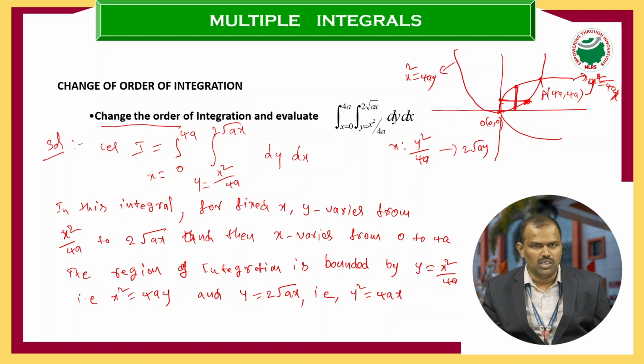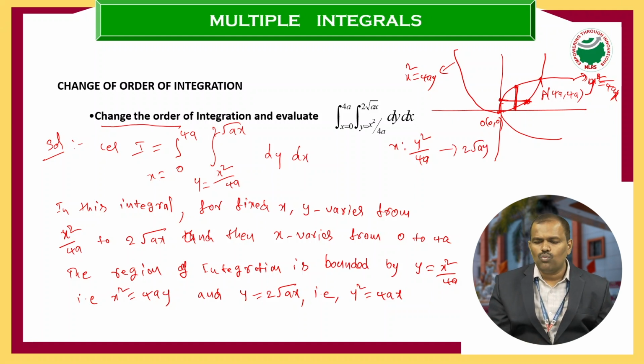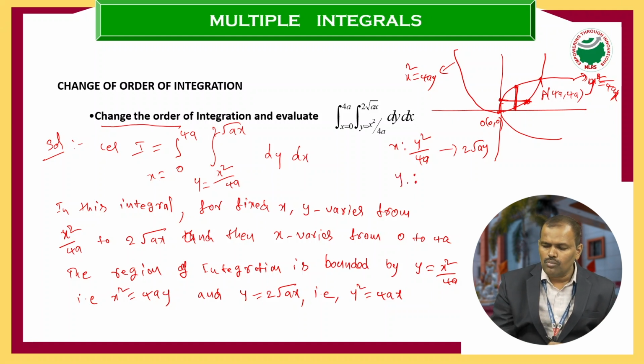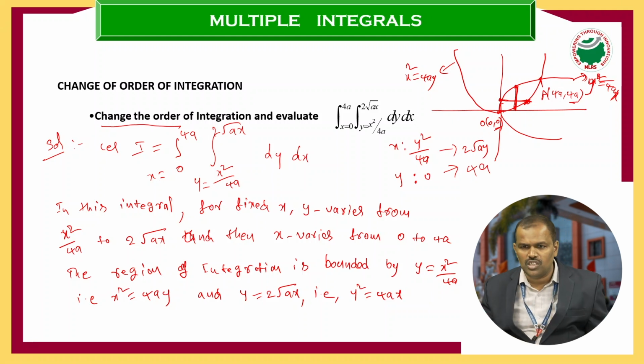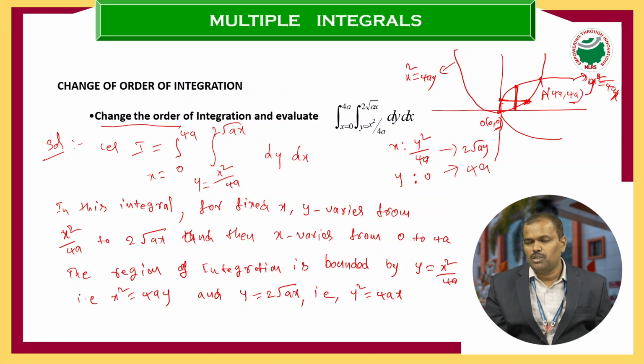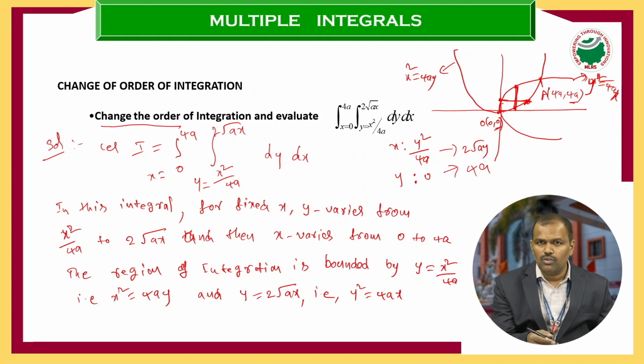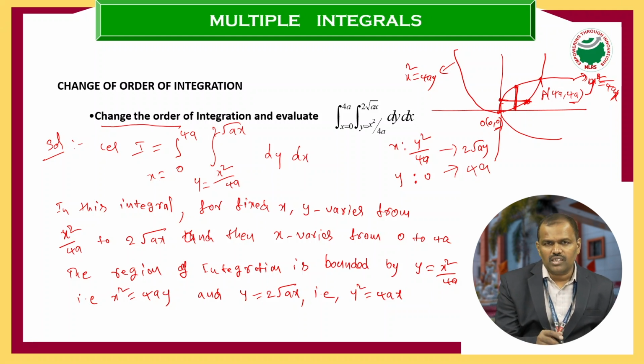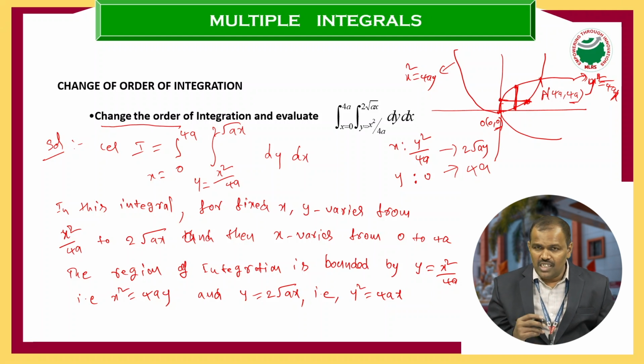Now x has variable limits, x varies, and y should be constant. Then what are the y limits? The y coordinates are 0 to 4a. Y limits are 0 to 4a. These are the new limits after changing the order. Before changing y varies, after changing x varies. That means before changing, y has the variable limits in terms of x and x is constant. After changing, x has the variable limits in terms of y and y is constant.